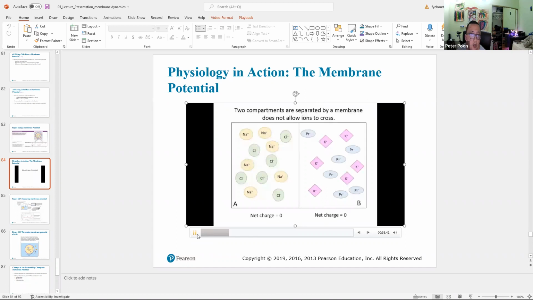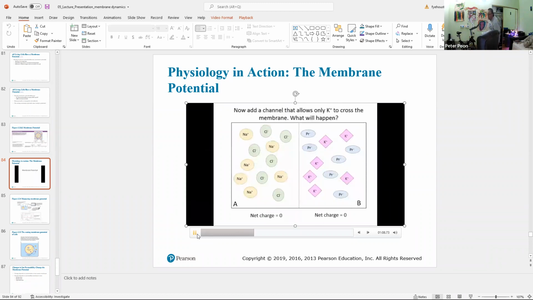Following the law of electrical neutrality, for every positive ion there is a negative ion, so the net charge on each side of the membrane is 0. There is a concentration gradient present for each of the 4 ion species, with sodium and chloride concentrated in A, potassium and protein anions concentrated in B. However, the membrane separating the compartments doesn't allow ions to move, so nothing is going to happen.